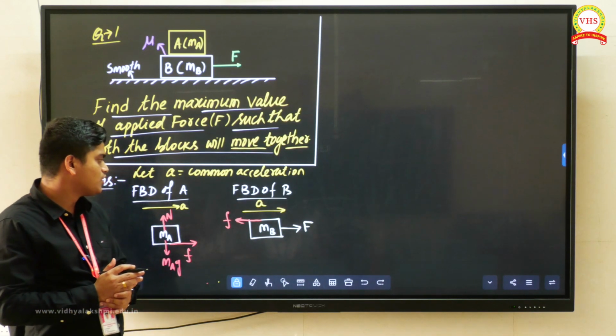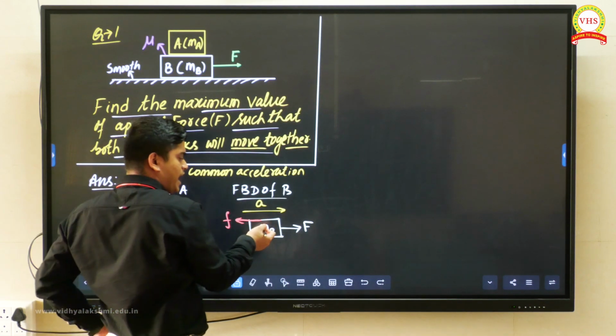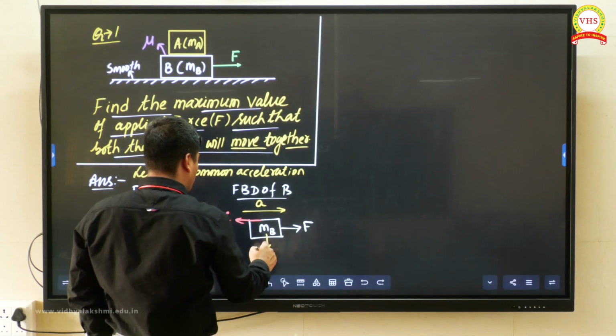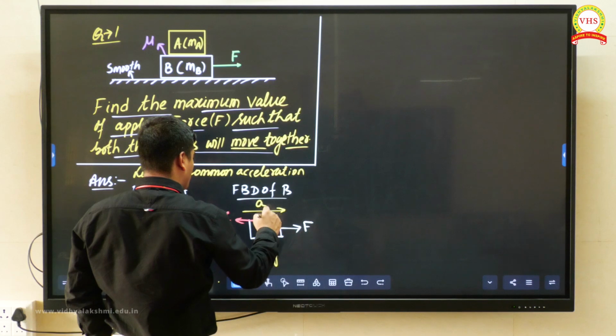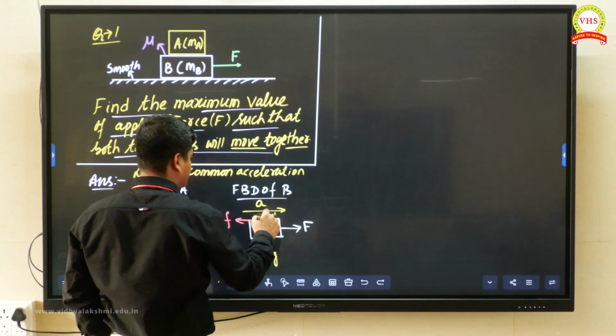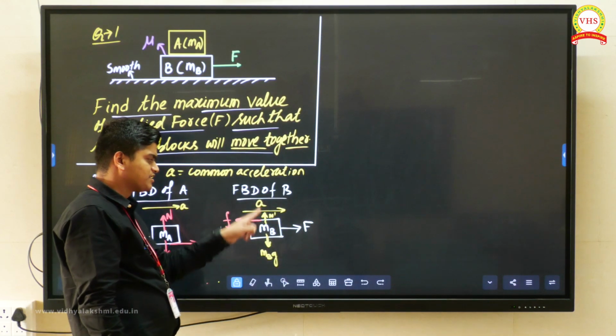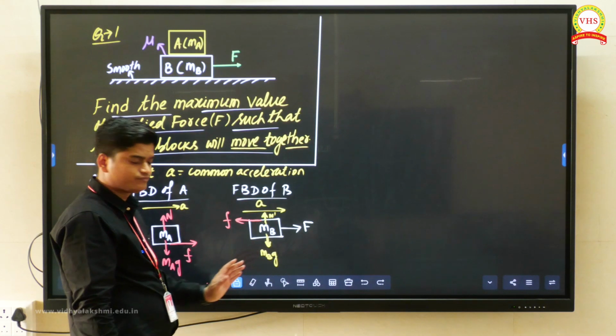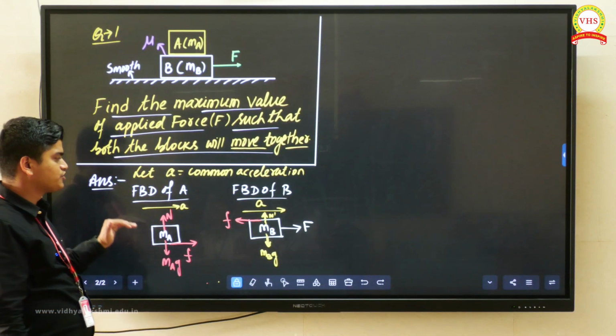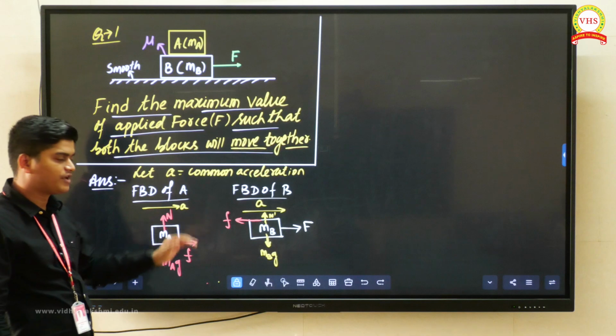applied here. Okay. So now for MB also, if you see, downward it will be MBG, the gravitational force, and upward will be N prime, that is the normal reaction. And this is your gravity, MBG. Actually they will balance each other, so vertically there is no motion. Here also vertically there is no motion, whatever motion is happening, is happening horizontally.